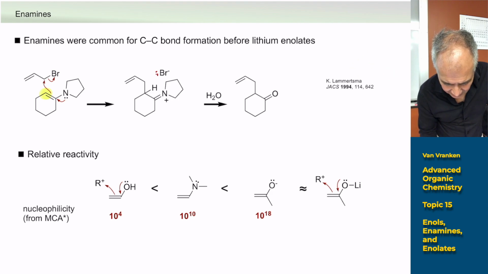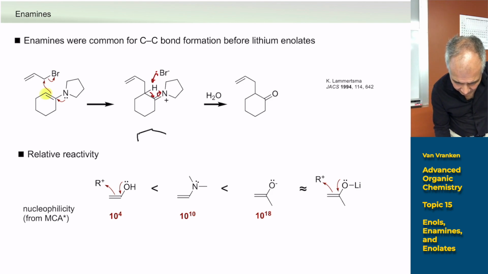I think we had a problem like this on our problem set. You could just write A- here or something pulling that proton off. I'll go ahead and regenerate the enamine. That's the initial product of the reaction.